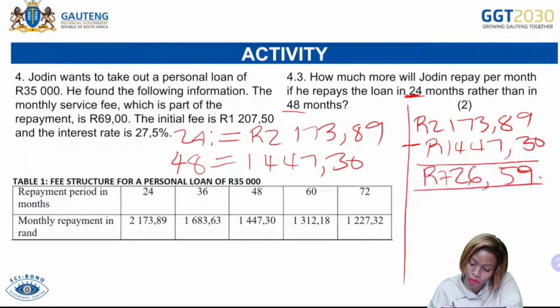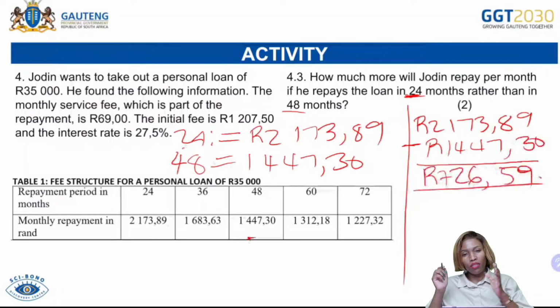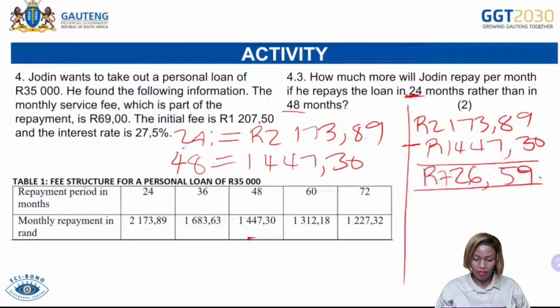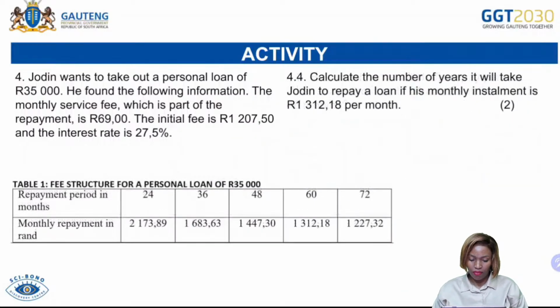It means this is how much more Jordan will repay per month if he repays in 24 months rather than in 48 months. But we know by now that if he chooses 48 months, the interest rate will actually be cheaper. For now, it looks like the 48 months is more expensive, but if you do the calculations, you will see which one is actually way cheaper than the other one.